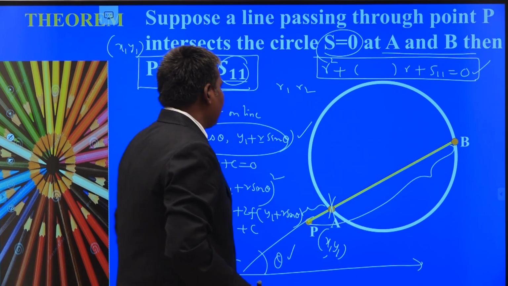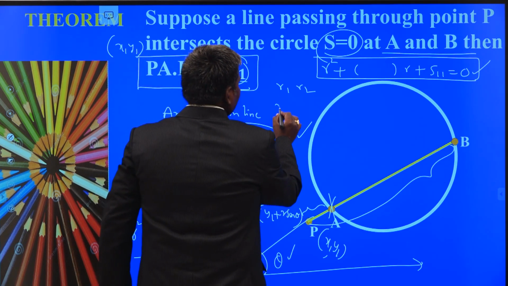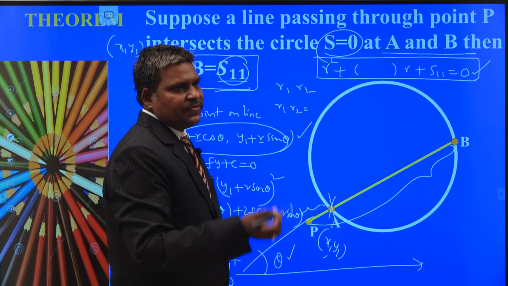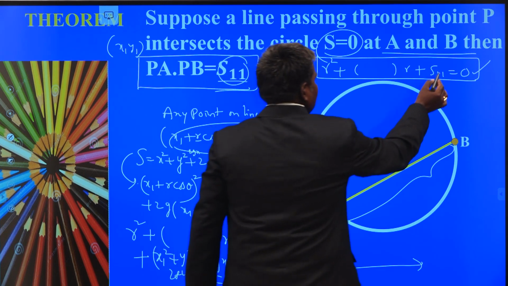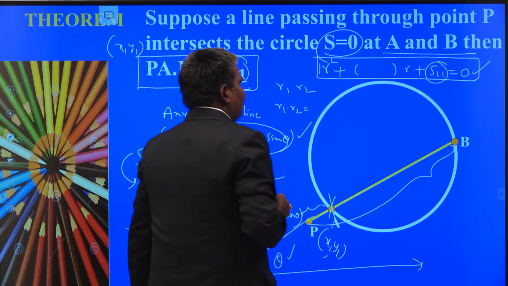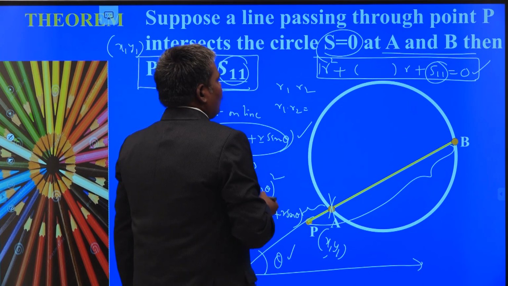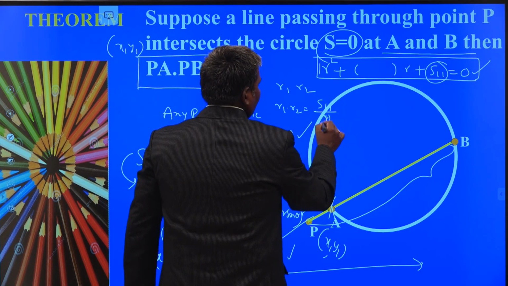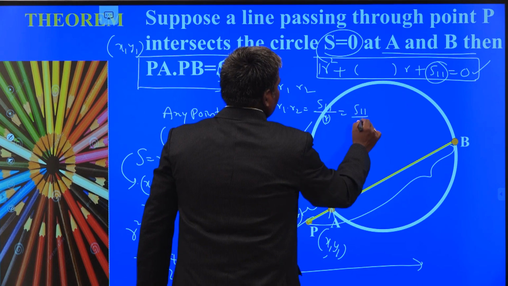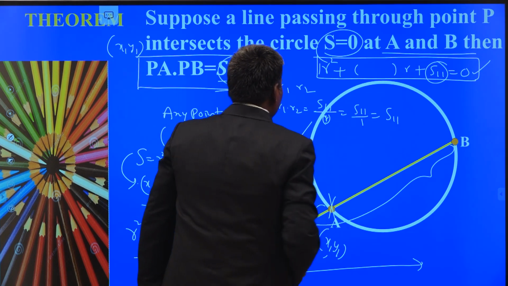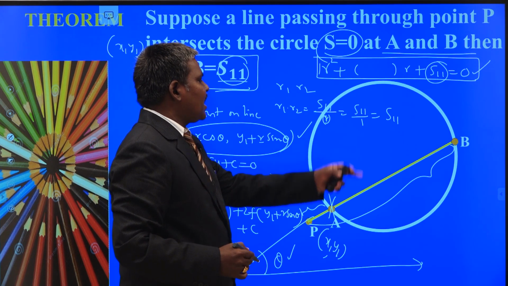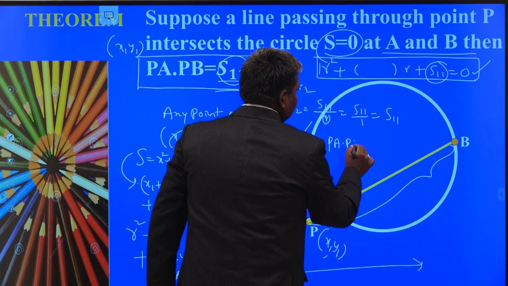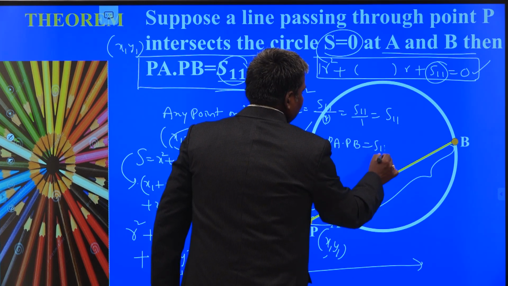This is in r. So, what is the product of the roots? r1 into r2 is, from the quadratic equation itself, c by a. What is your constant c? S11. What is the coefficient of r square? That is 1. So S11 by 1 is nothing but S11. What are r1 and r2? PA and PB. So PA into PB is equal to S11.